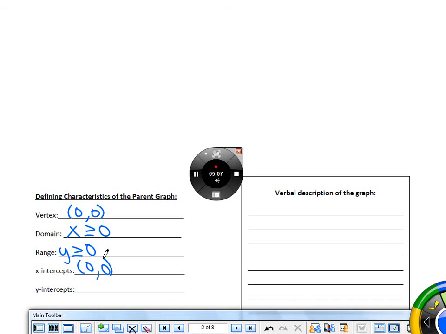Is it possible for it to have no x-intercepts? Yeah, right? If you move that parent function up so that it doesn't start on the x-axis and keeps climbing, okay? Or if you reflected it and it went downward instead of upward.